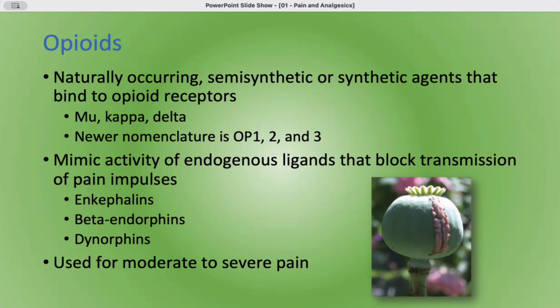Opioids are reserved for moderate to severe pain. Most cases of mild pain we manage with NSAIDs and acetaminophen, but because of the greater abuse potential for opioids and, frankly, their greater potency for pain, we reserve them for moderate to severe pain.